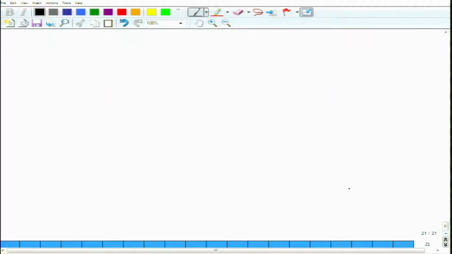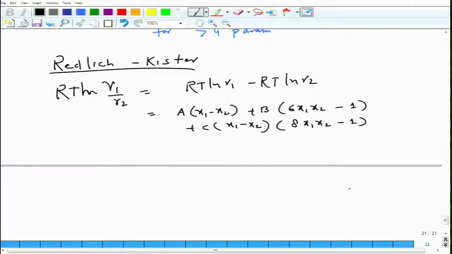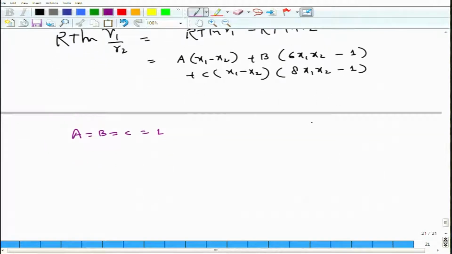So now you have these expressions. Just to give an idea what A, B, C contribute, I am going to draw A equal to B equal to C for the case where we consider equal values. This is to show how the different components of this expression contribute to the G excess.